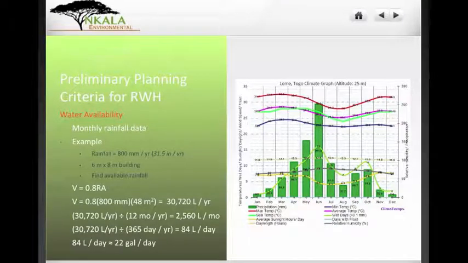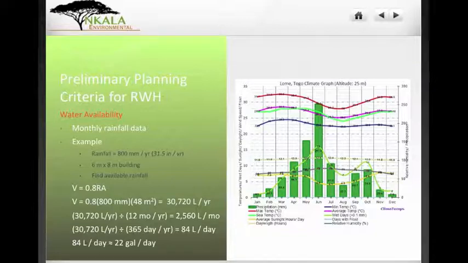So a good amount of water from not the largest building, 6 meters by 8 meters, not the largest building in the world. We can get a large amount of water. Now, the assumption here that we'll get into a little bit later is that this is a steady amount of rainfall that we get, 30,720 liters per year, and it's essentially a steady flow of rain.